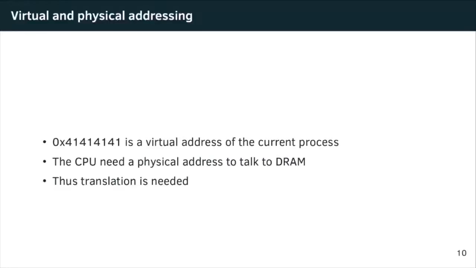And the first thing that happens when we run this move instruction is that we discover that the 4141 in the last slide is a virtual address of the current process. However, the CPU needs a physical address to talk to DRAM, and consequently we need to do a bit of translation.